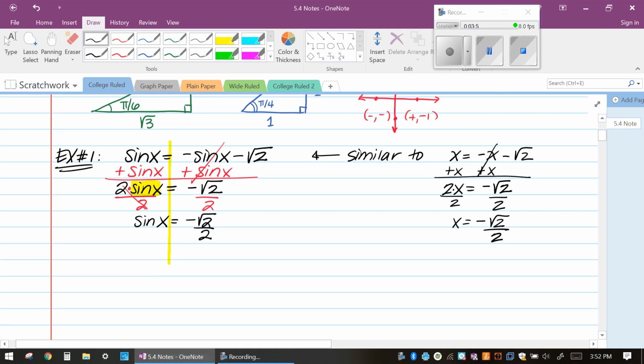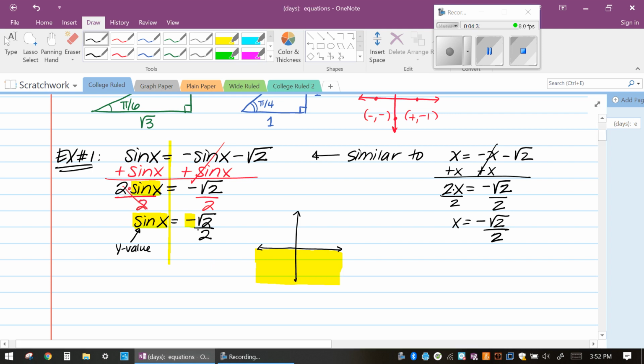So notice what I did. It wasn't quadratic, so all I had to do was get all the linear terms on one side, constants on the other, then isolate my quadratic term. So now I'm going to ask myself, sine, remember, is a y value. What quadrants is sine negative in? Sine is your y value, so you're looking at anything in the bottom 2 quadrants. Sine is negative, right? Your answer is negative root 2 over 2, so it's in the bottom 2 quadrants.